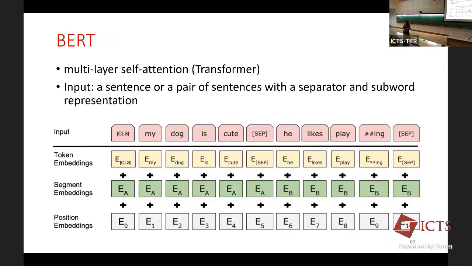These are two sentences. We'll come to that. Because there are two sentences, we have a token which separates them, the separator token. At the beginning we put a classification token. This is a separation token. If you look at the word playing, in my dictionary there's no embedding for playing. Since I cannot represent playing, I break it up into subwords for which I have embeddings. So that's the second.